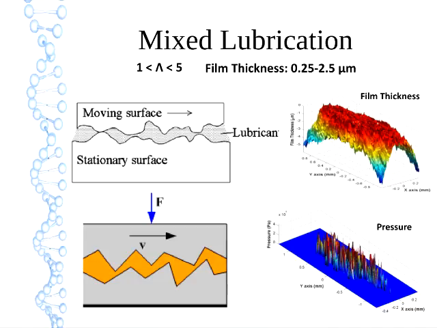So you can see on the right-hand side, we've got an example of a film thickness and pressure from a Hertzian point contact. Film thickness, you can see it's very thin, and you've got some areas in there where the surfaces are actually touching, but a lot of the surface is separated.